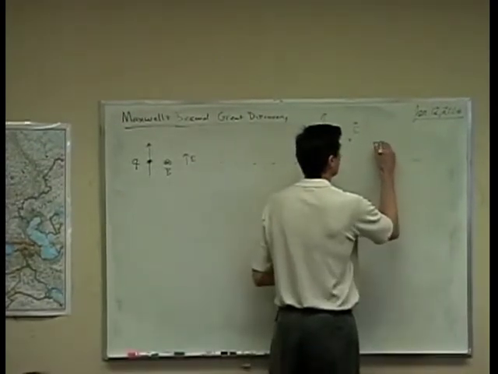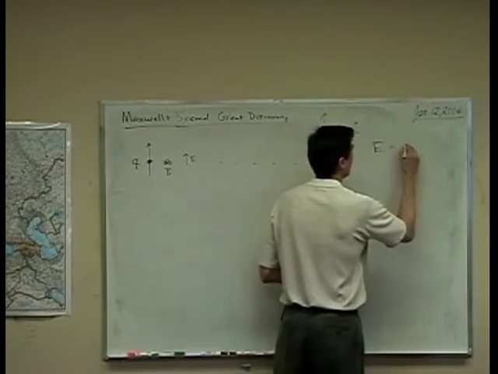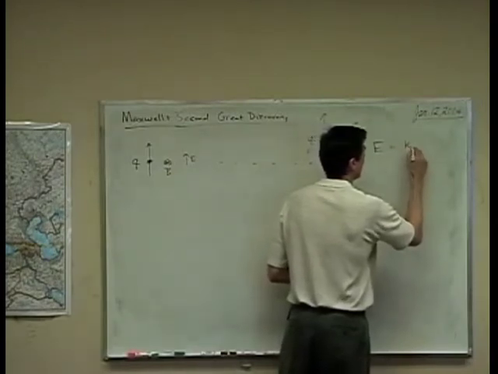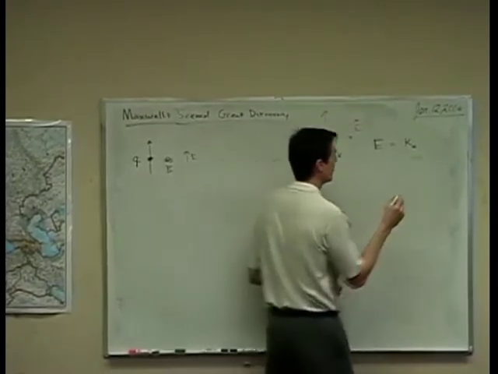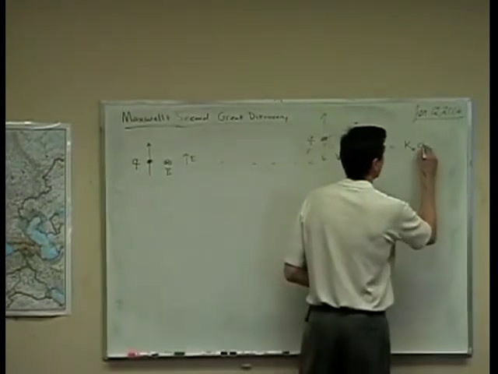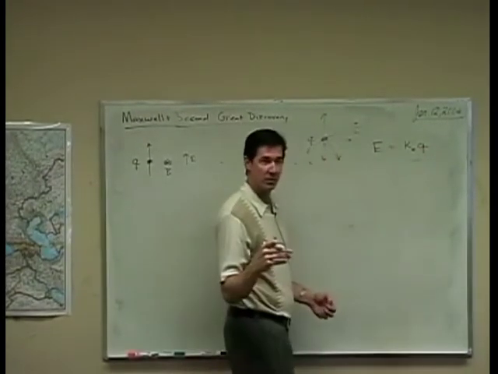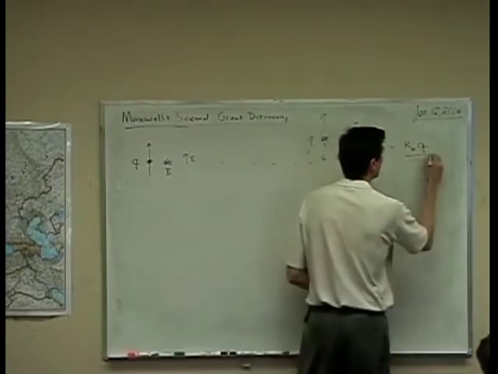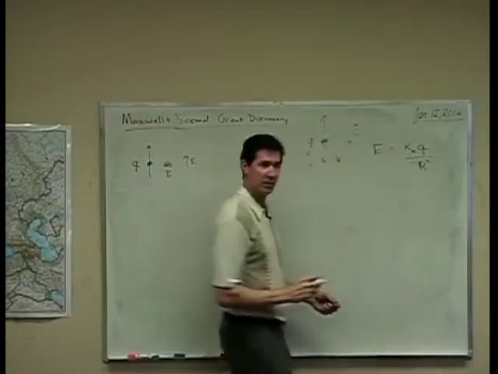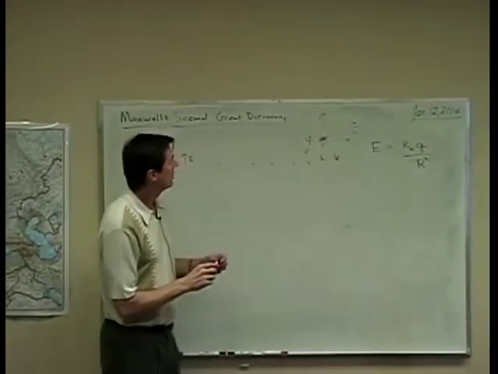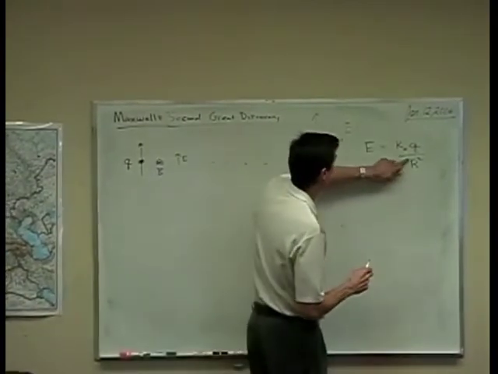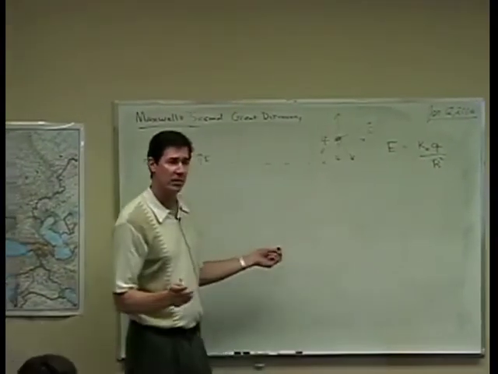If I write the equation for the E field, remember I introduced this constant K sub E in Coulomb's force equation, and of course the force is just proportional to the strength of the charge and inversely proportional to the distance from the charge squared. Okay, so that's the equation for the E field.